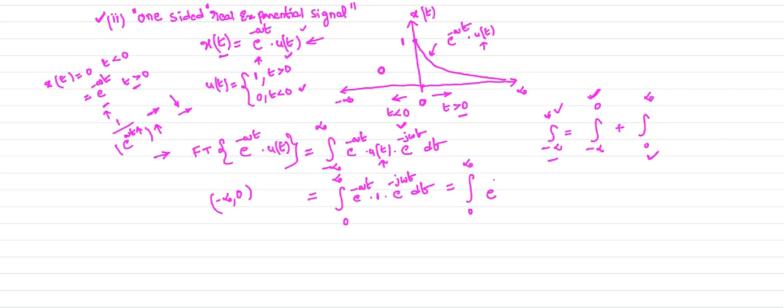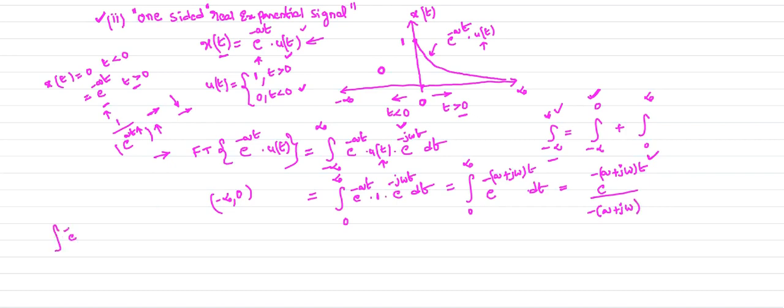So e power minus of a plus j omega times t dt. Now e power minus at dt is what? If you don't know the integration, it is very difficult. So e power a plus j omega t divided by the t coefficient. Here the t coefficient is minus of a plus j omega. So you just remember this equation.